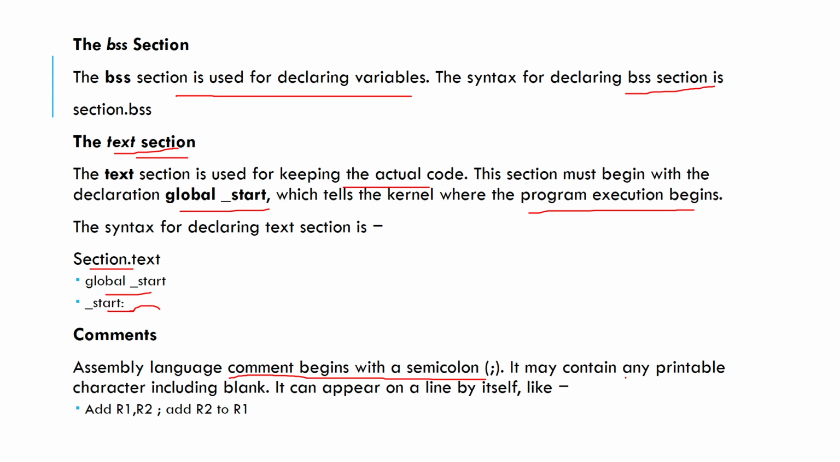It may contain any printable characters, including blank, or it can appear on a line by itself, like this: add R1, R2 ; this is the comment. After this semicolon, what we have written is comments. Actually, comments are used by the programmer to explain the operation in their own words for future understanding.